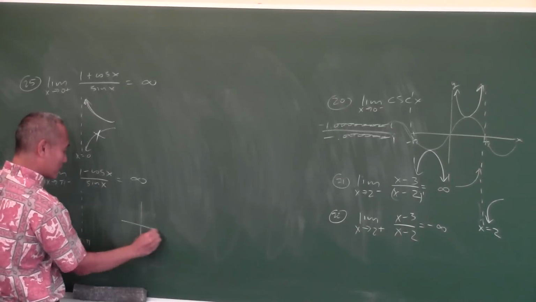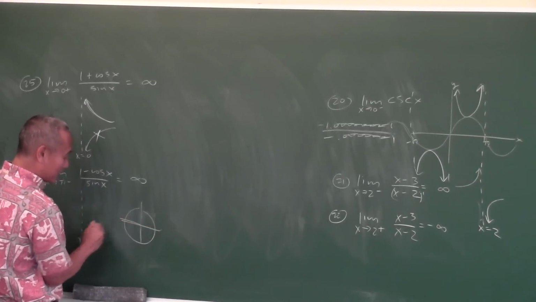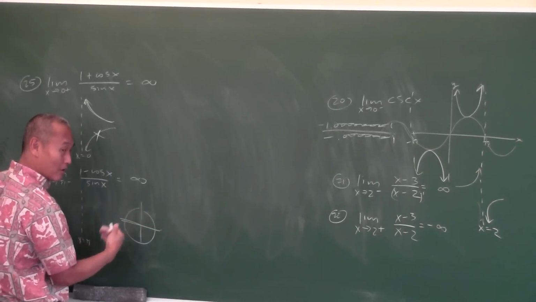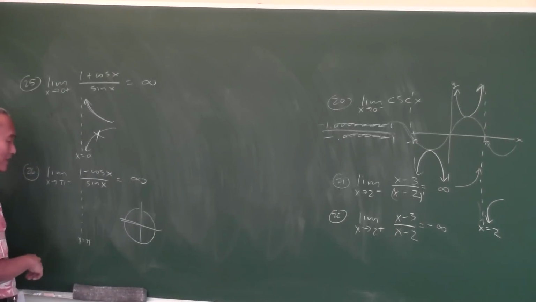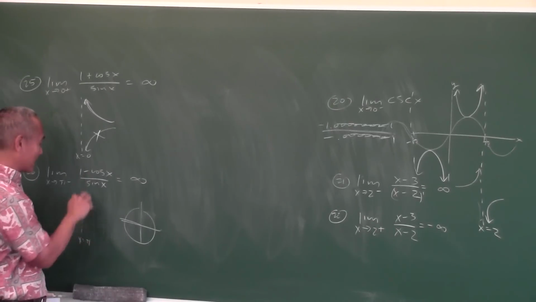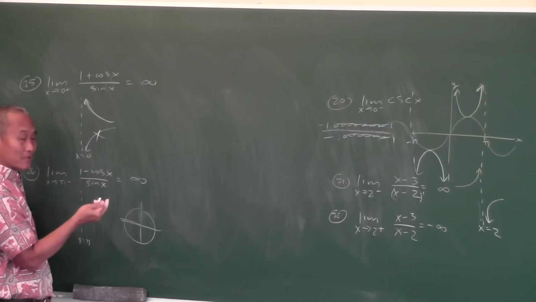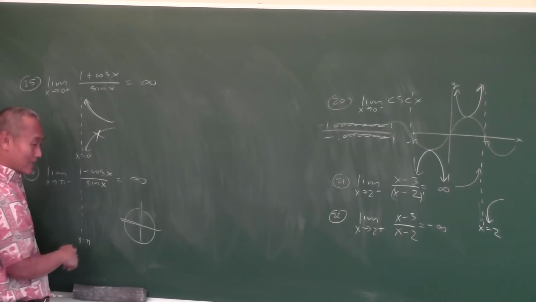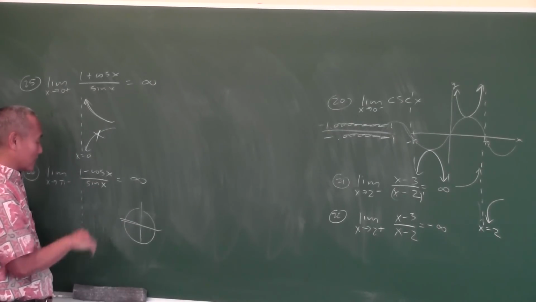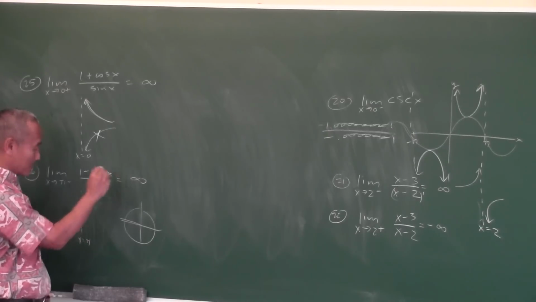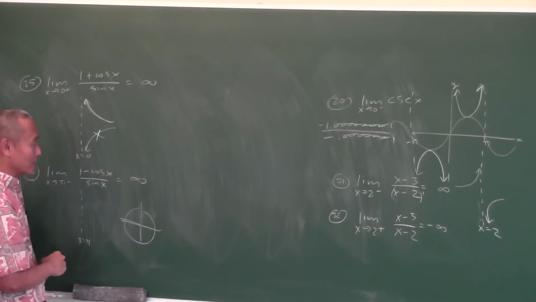Maybe you should look at the unit circle. Pi minus a little bit. That's in the second quadrant, by the way. What's cosine of a second quadrant angle? Negative. So 1 minus a negative number is going to be positive, right? What is sine of a second quadrant angle? Positive. So what's positive over positive? Positive. So that's it. Positive infinity.